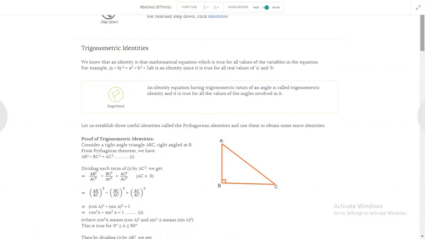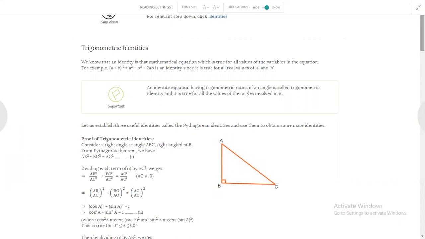So what is meant by a trigonometric identity? What is meant by an identity? We all know identities. Already we have learned identities like (a plus b) whole square is equal to a square plus 2ab plus b square, or (a minus b) whole square is equal to a square minus 2ab plus b square. Several algebraic identities we have learned.